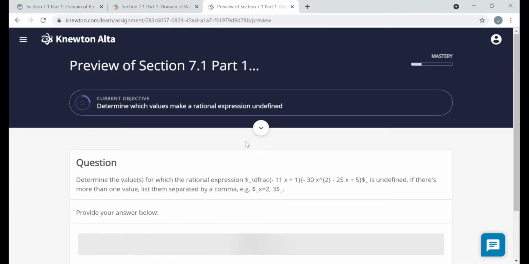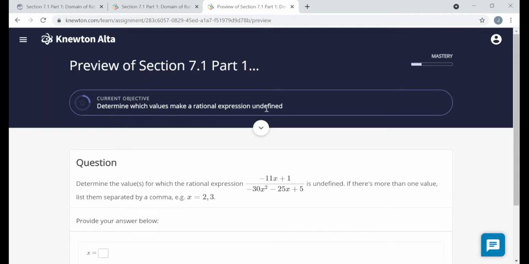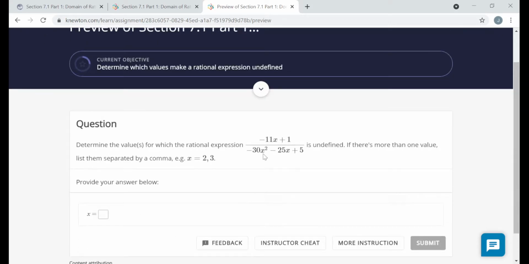So we're still in this objective. Another question: determine which values make the rational expression undefined. It's the same deal. I'm given a fraction, a rational expression, and all I'm concerned with now is figuring out what values of x would make the denominator 0. Those are the values of x that I couldn't plug in, because you can't divide by 0.